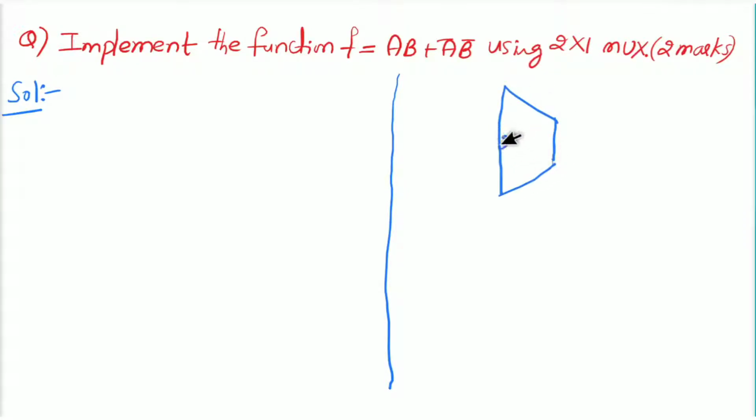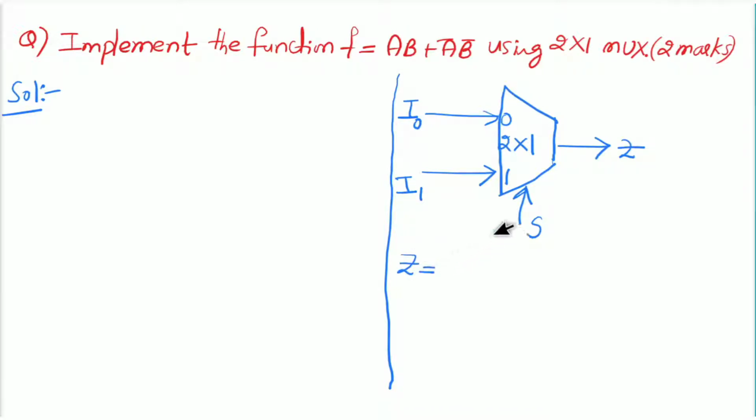So let us consider a 2:1 multiplexer, which will have one output, let us say Z, and one selection line S, and two input lines, 0 line and 1 line. Let us say this input is I0 and the second one is I1. So now what is the expression of Z? Z is equal to I0 if S is 0. To represent that, you need to write S bar I0 plus, when S equal to 1, the output is I1. So S I1.